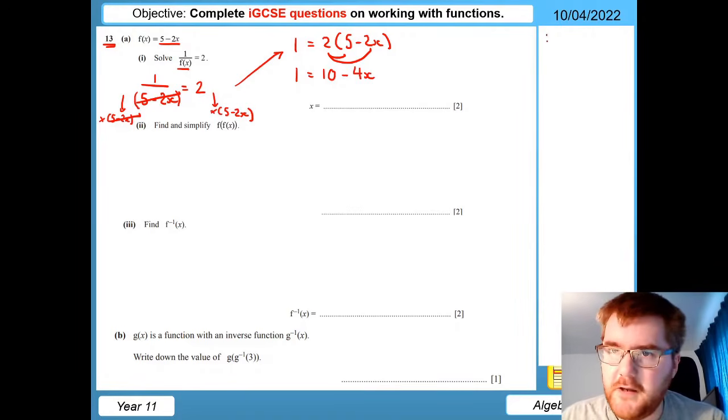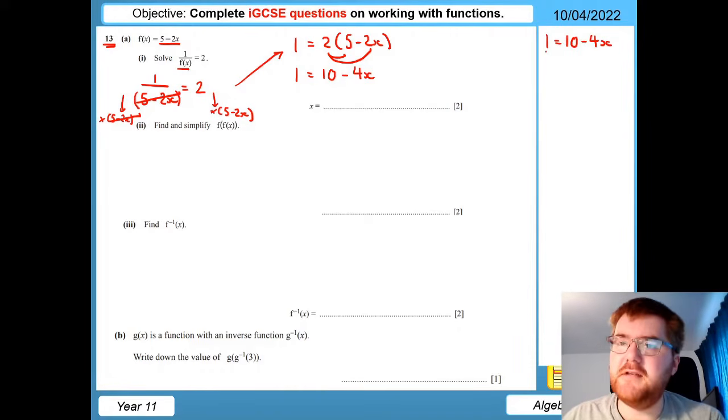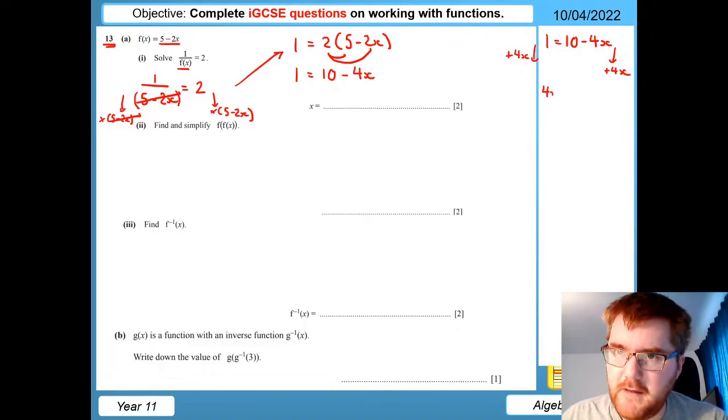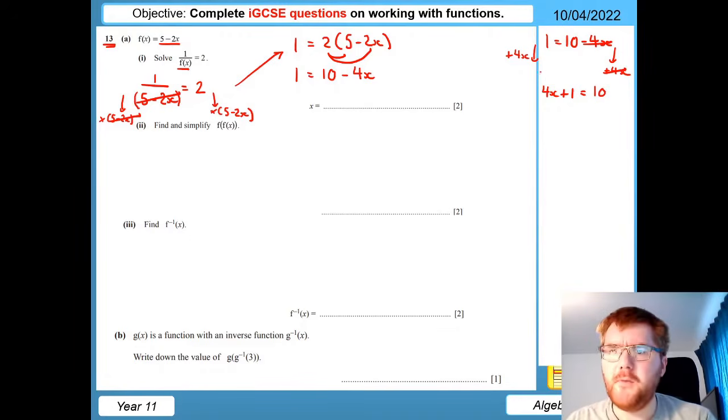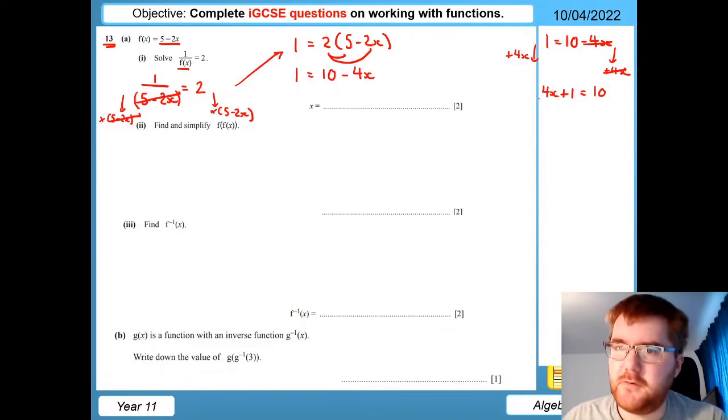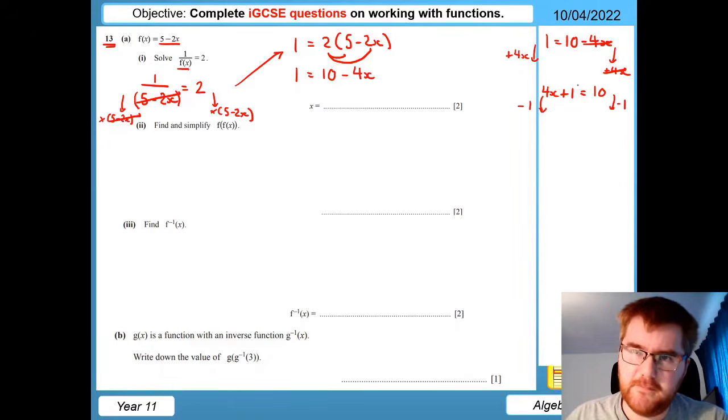So we're getting closer to the solution. Actually, I'm going to put it over here just so we've got a bit more room. The first thing I'm going to do is add 4x on both sides, so I have the x on the left-hand side. That gives me 4x plus 1 is equal to 10. These two things cancel. Almost there now. We've got a nice two-step equation. So we're going to minus 1 from both sides, the opposite of plus 1.